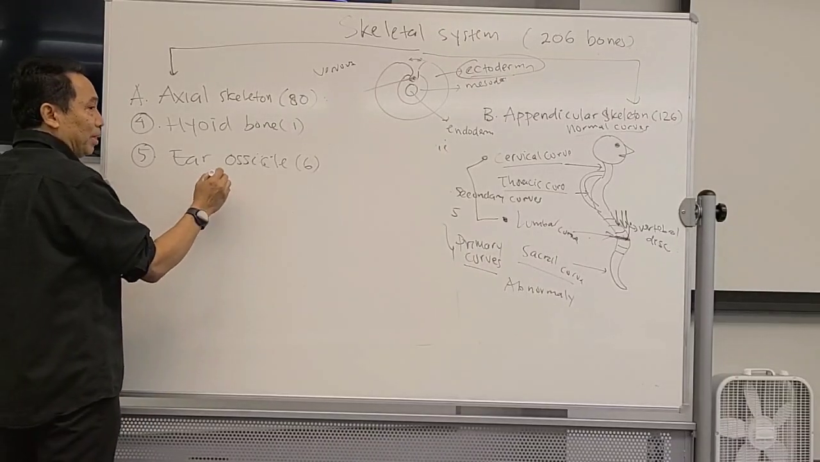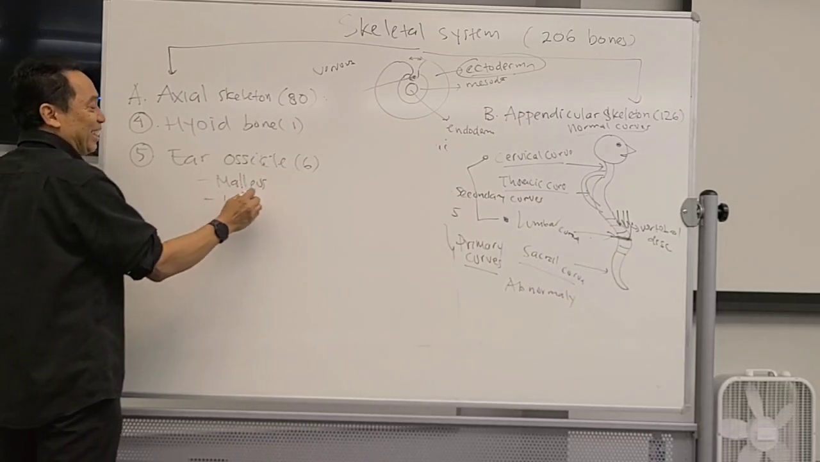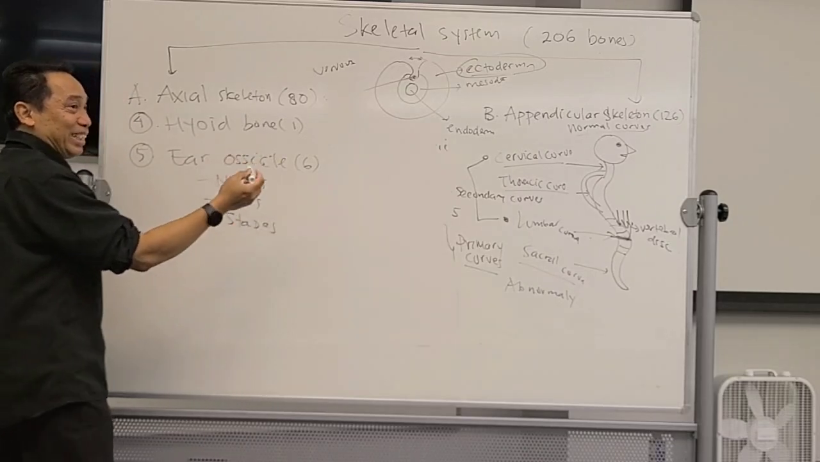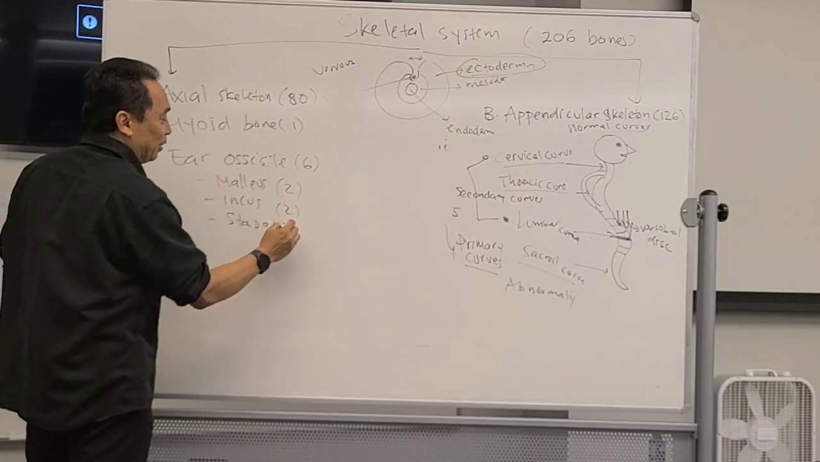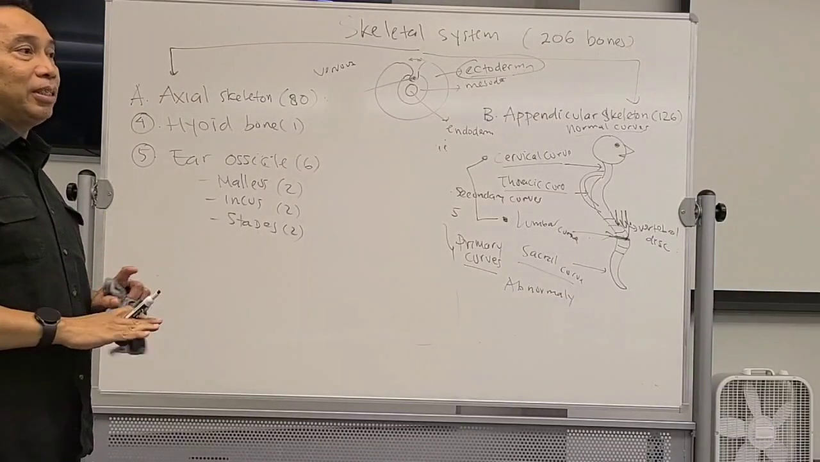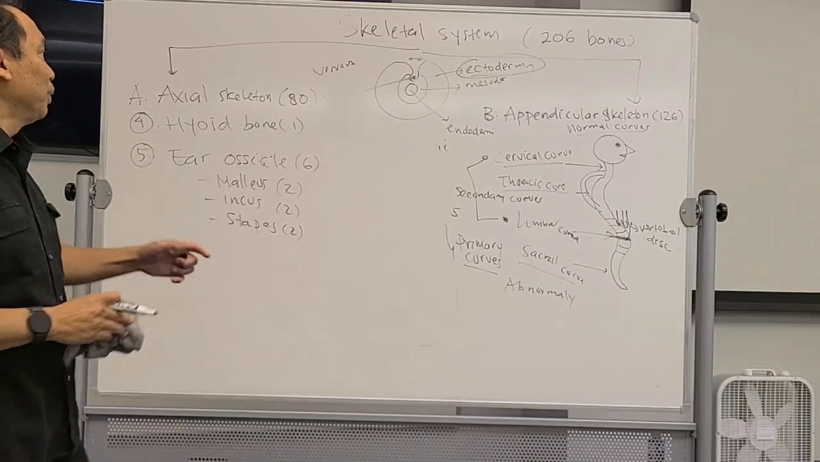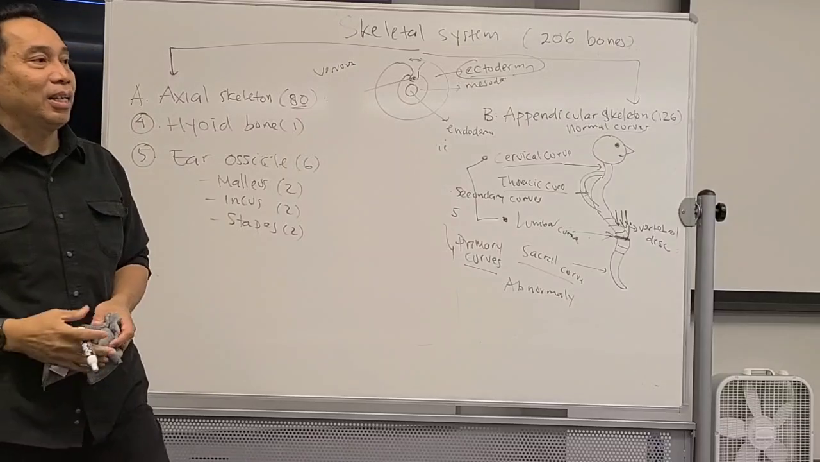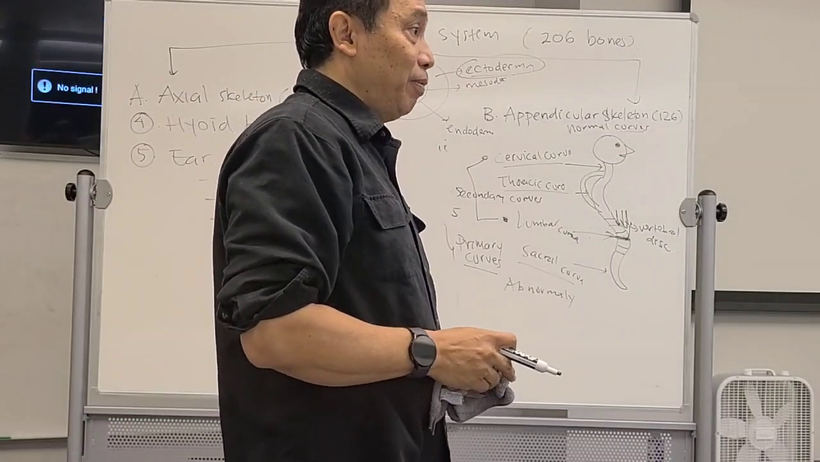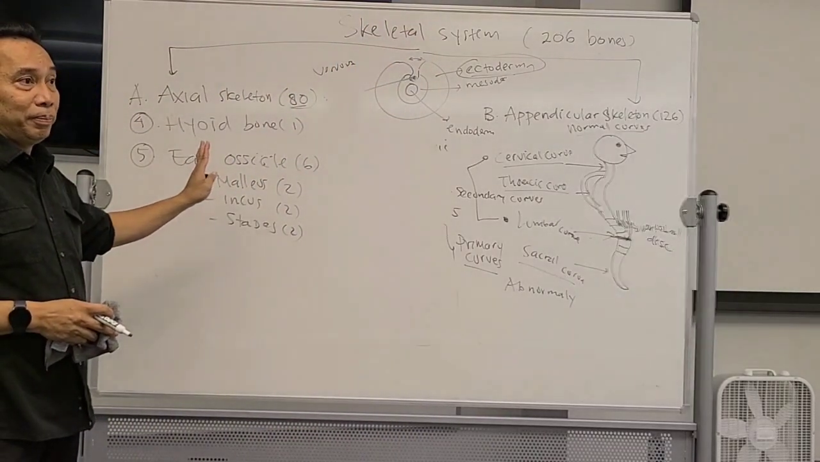What are the names? Malleus, Incus, and Stapes. If you total them together, then it should be 80. I mean, the total of the whole group should be 80. Right? Skull, 22, thorax, 25, vertebrae, 26, hyoid, 1, ear ossicle, 6, total 80.